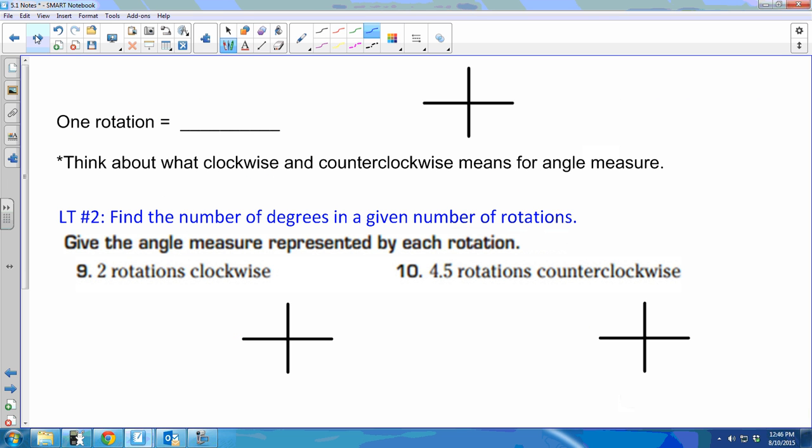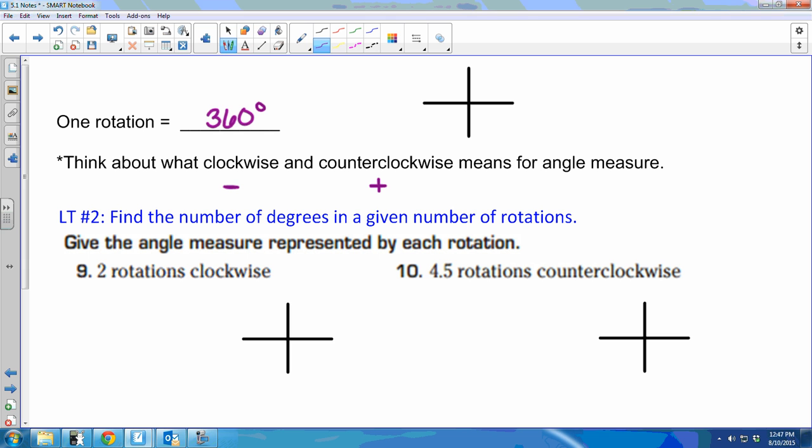Learning target 2. We're finding the number of degrees in a given number of rotations. So how many degrees is in one rotation? It's not a trick question. 360. And we talked about earlier, clockwise means what? Positive or negative? Clockwise means negative, and counterclockwise is positive.